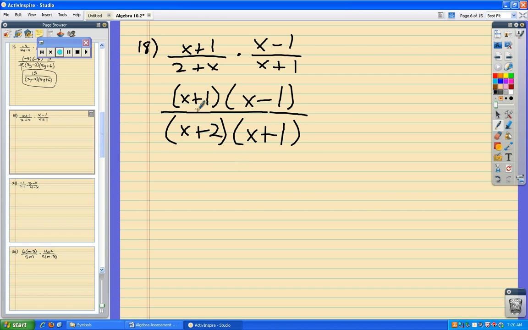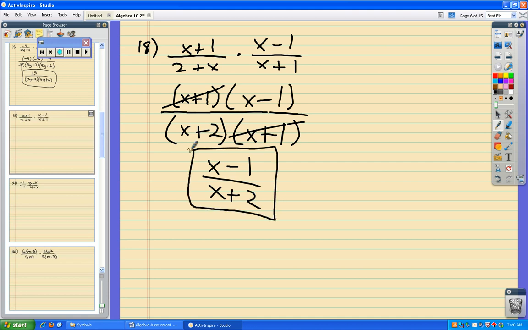Okay, now look at all your factors. We can cancel x plus 1. Good. There's nothing left to cancel. X minus 1 over x plus 2. Yeah, you cannot cancel parts of factors, so the x's don't cancel.